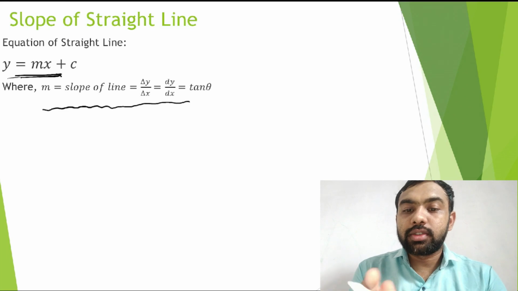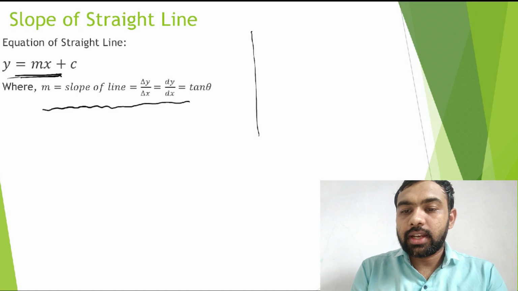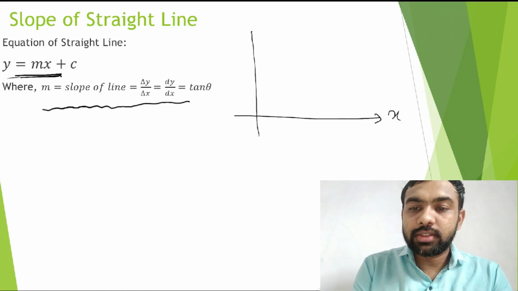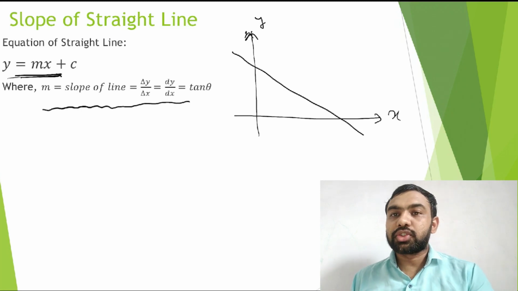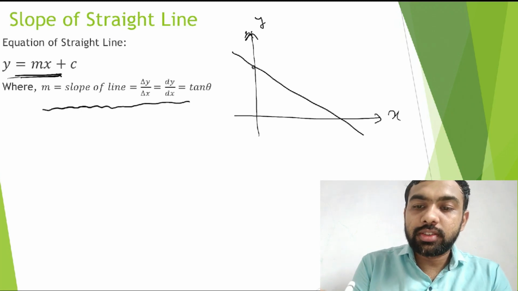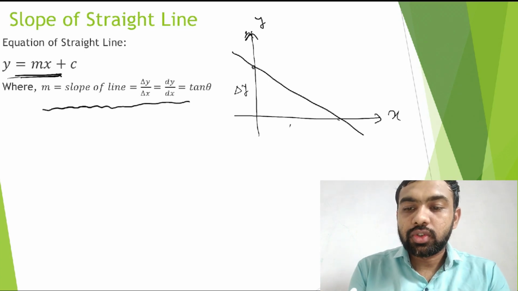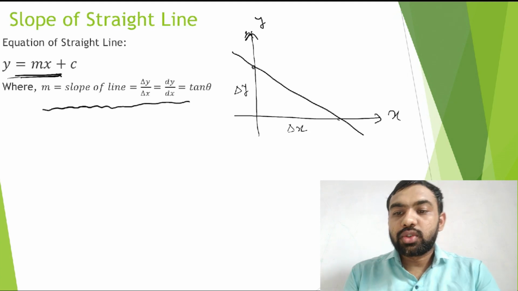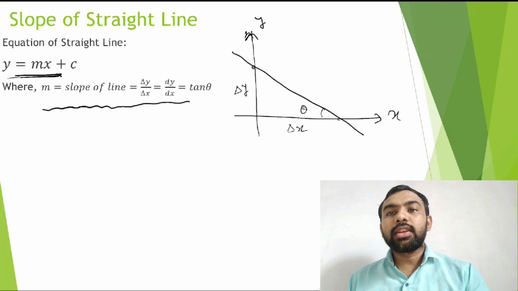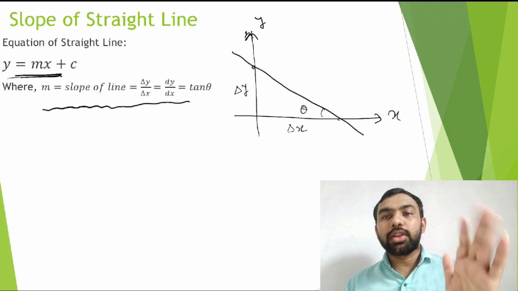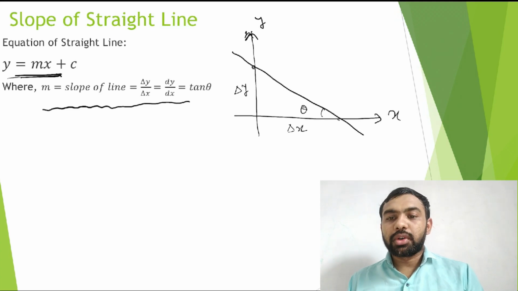You must remember what this actually is. So you just draw this line exactly like this. Suppose this one is x, this one is y, and you draw the slope, that is the straight line. Consider this delta y and this delta x. If we consider this angle as theta, then tan theta represents the slope of a line with the horizontal.